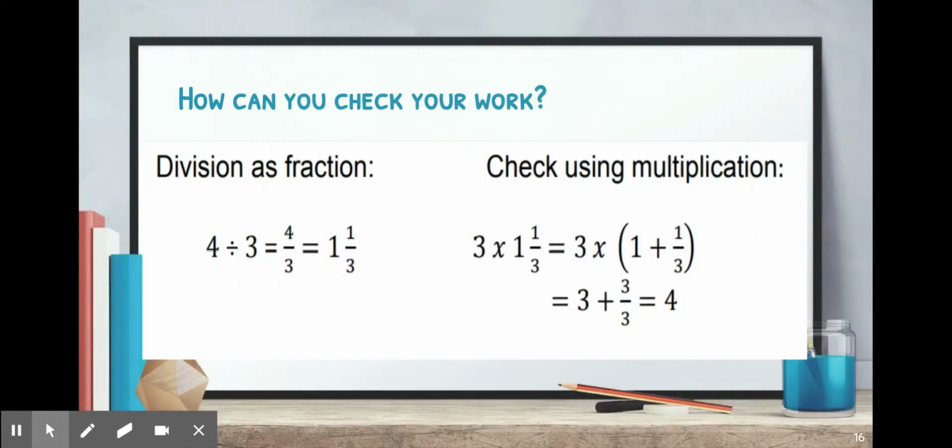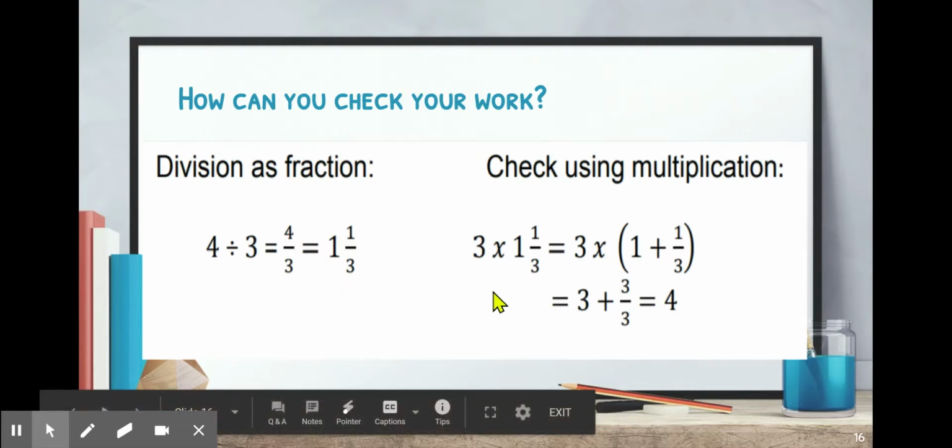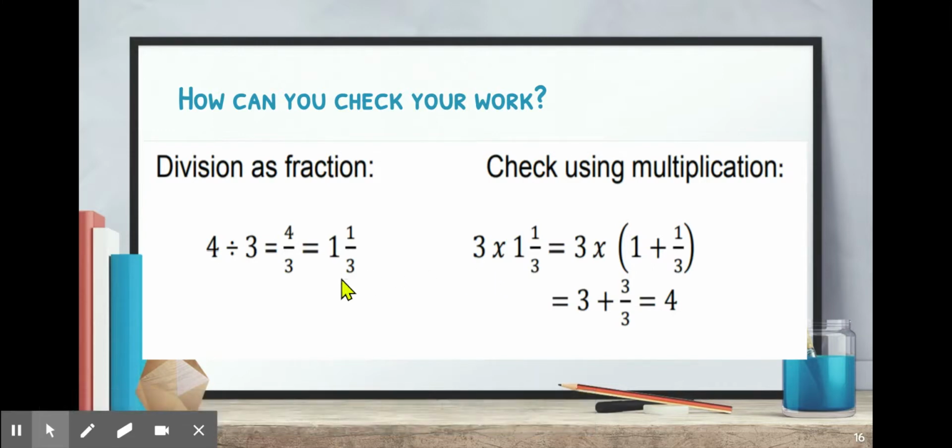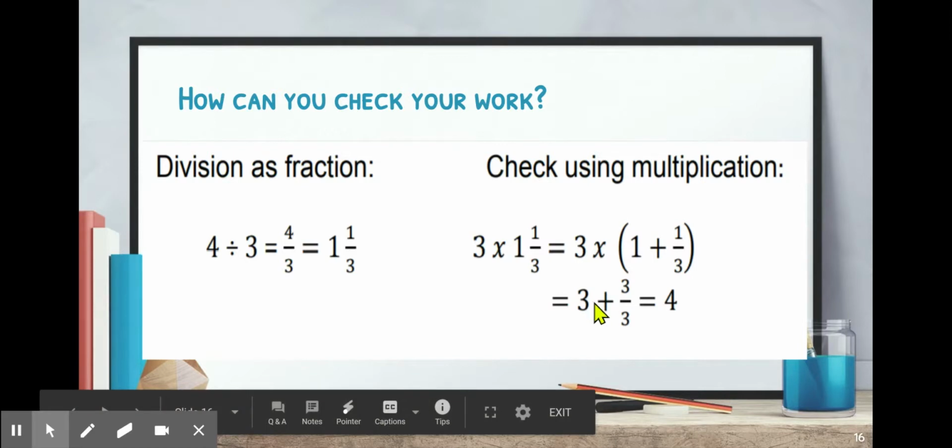How can you check your work when you're dividing? Well, we know we can check our work when we're dividing by using multiplication. The same is true here. Here is the division problem we just did. Here's our multiplication check. I'm going to take my quotient and multiply it by my divisor. So 3 times 1 1/3. Now I'm going to use that skill that we did earlier this week where we're multiplying a whole number and a mixed number. This would be equal to 3 times 1 plus 3 times 1/3. That would be equal to 3 plus 3/3, which is 4. That checks out. There's our original dividend.